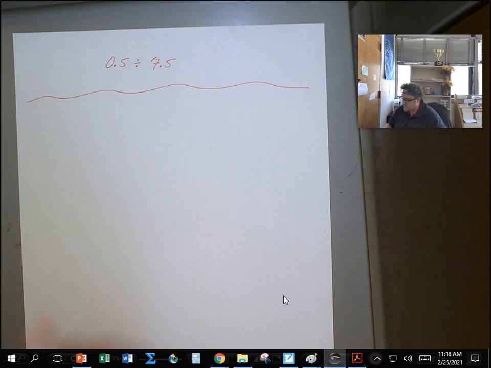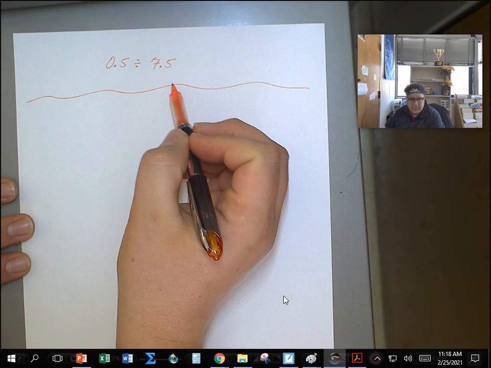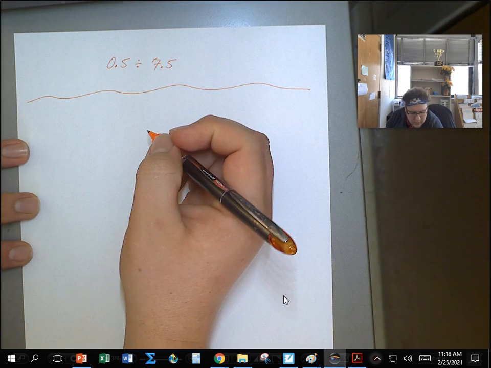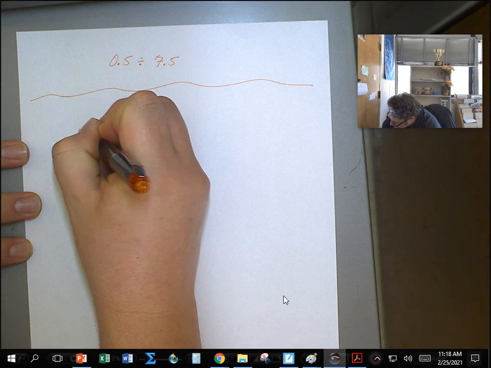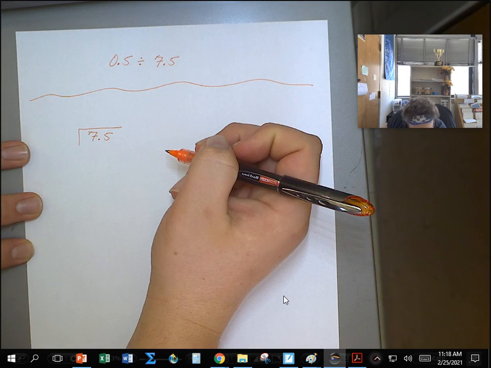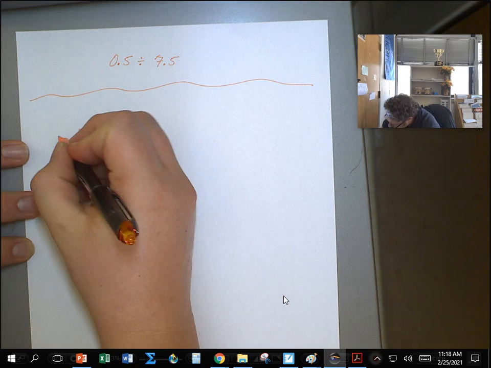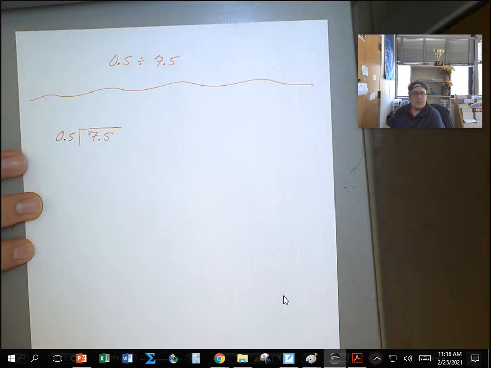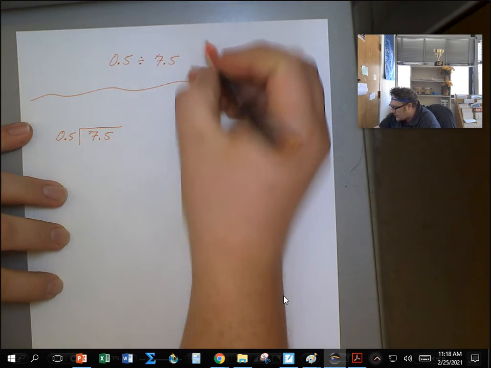So this was the problem you were given, right? 0.5 divided by 7.5. And when I look at your work, you set the problem up like this. You said 7.5, and then you put a 0.5 out here. Okay. So the only mistake that you made was the setup, and you actually just switched the numbers. So think of it like this.